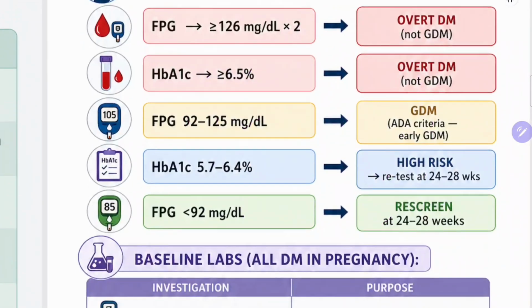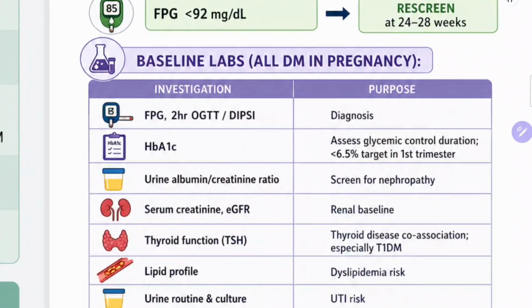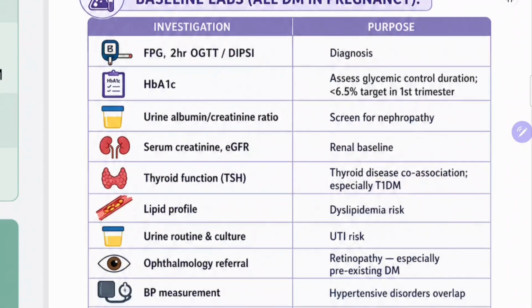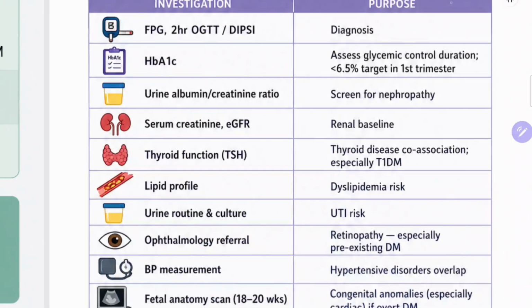So this is ADA. So now if she is diagnosed as having diabetes mellitus, it can be GDM or it can be diabetes type 1 or type 2. So what investigation should be done, and what is the concept behind those investigations? So FPG and 2 hour OGTT or DIPSI are usually required for diagnosis. Then HbA1c just to assess glycemic control. So less than 6.5% is the target in the first trimester.